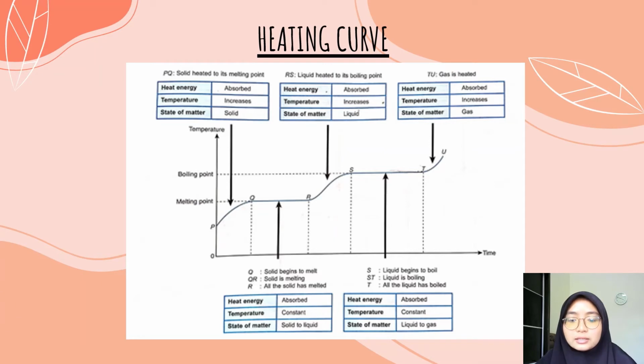So this is the heating curve for a substance in a solid state when it is heated uniformly and undergoes a change of phase from solid to liquid and to gas. So firstly, at point PQ, the solid is heated to its melting point. At point QR, the solid is melting. At point RS, the liquid is heated to its boiling point. And at point ST, the liquid is boiling. And the last point, TU, the gas is heated. And all the heat energy at all points is being absorbed.